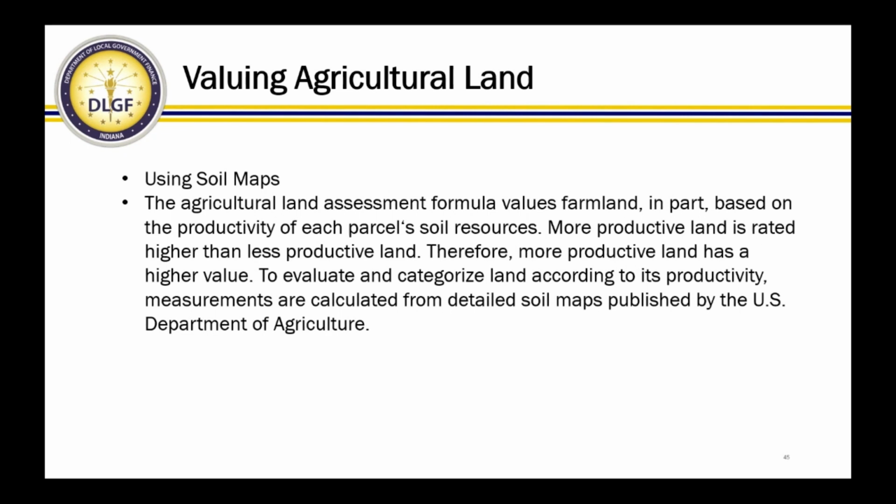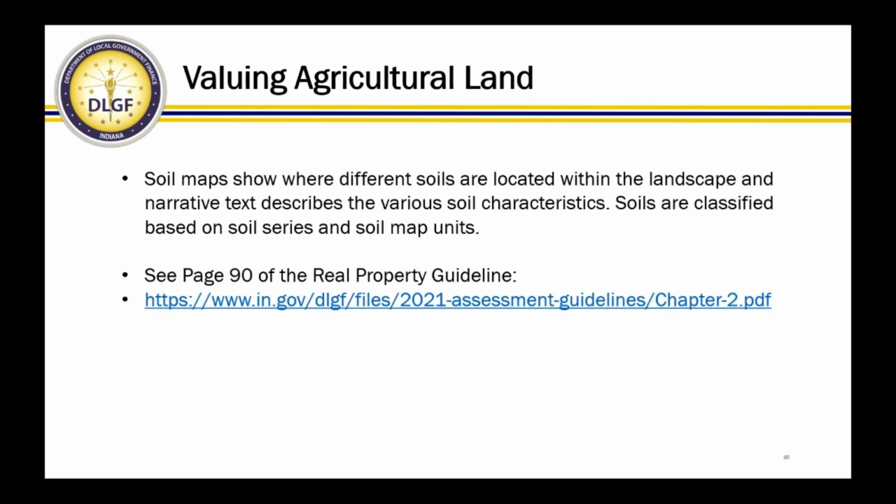Next area that we're going to talk about are soil maps. And basically, this is where the assessor looks at what are the different types of land in terms of soil. As you would normally think, the more productive the land, the higher its value. And in order to evaluate and categorize land according to its productivity, you have to use detailed soil maps published by the USDA. The soil maps show where the different soils are located within the parcel, and they also talk about the various soil characteristics.